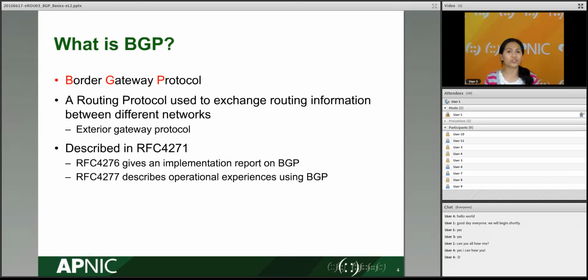The primary function of BGP speaking systems, you'll have routers, we call them BGP speakers, is to exchange routing reachability information. We call it NLRI, network layer reachability information, with other BGP systems. This information includes things like the list of autonomous systems that are reachable from them, and the information about how to get there, how to traverse there.